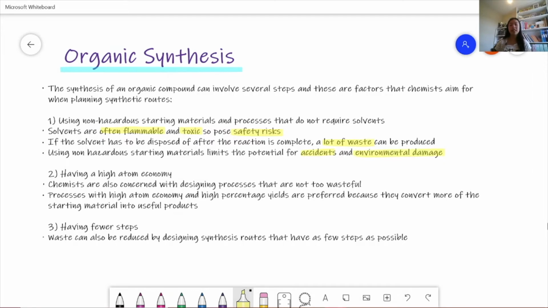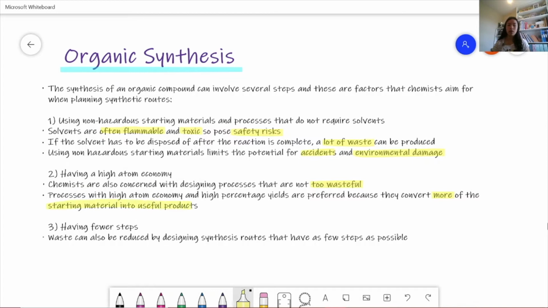The second factor we need to take into consideration are reactions that have a higher atom economy. And so chemists are also concerned with designing processes that aren't too wasteful. And if a reaction has a high atom economy, then we get less waste because more of the reactants will form the products. So processes with high atom economy and high percentage yields are preferred because they convert more of the starting material into useful products.